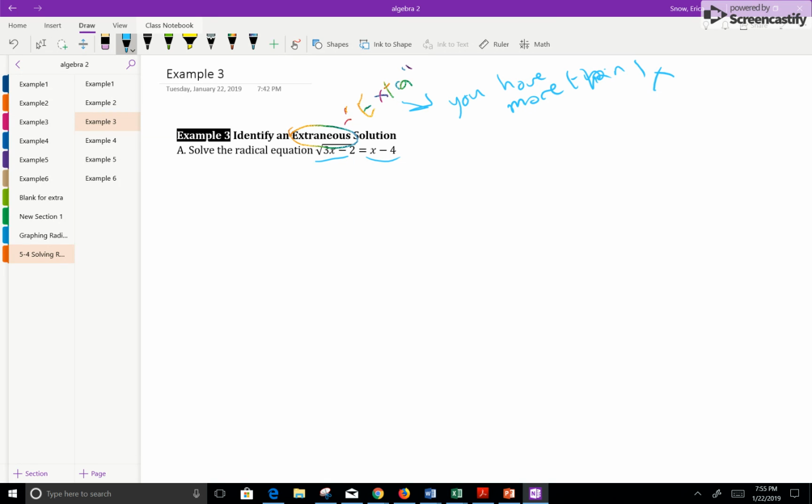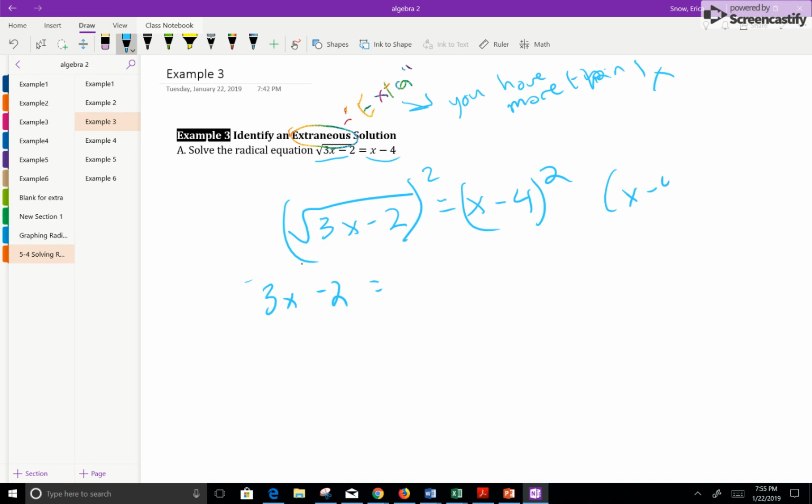Okay, so what you're going to do is now you see that that square root is all by itself already on one side of the equation. So since the square root is by itself, we are going to square both sides. So this side is easy. It just becomes 3x minus 2. And then remember that over here, you have to FOIL it. And when we do that, we get x squared minus 8x plus 16.